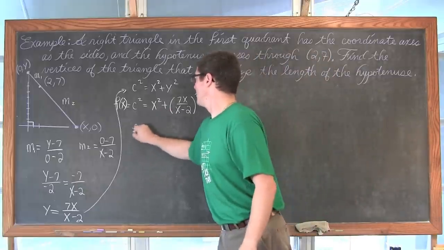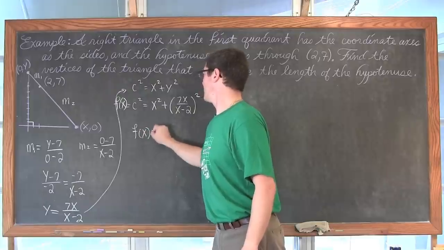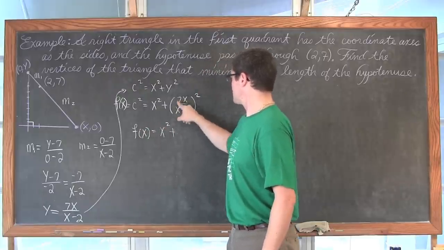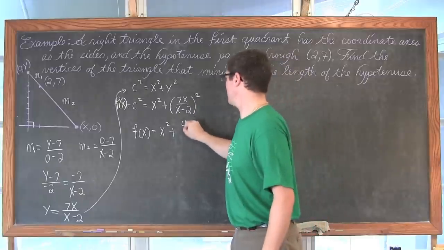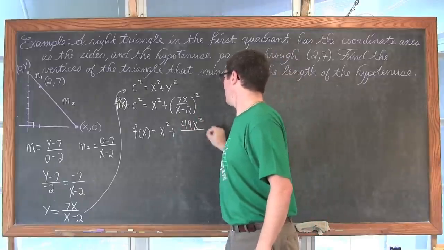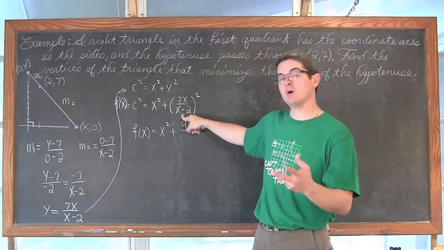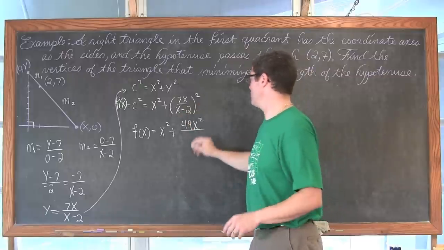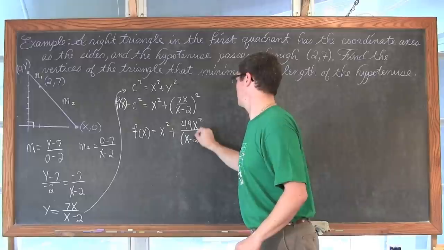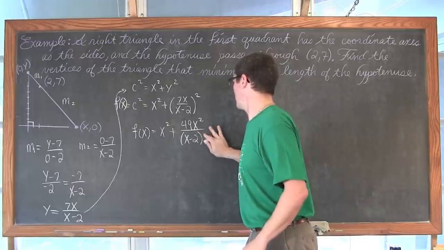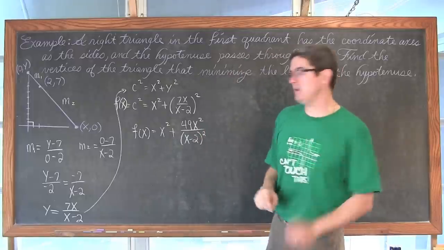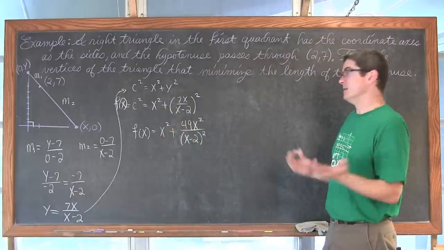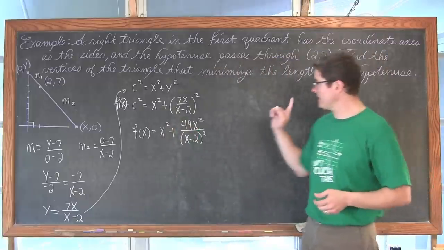And we get f of x is equal to x squared plus 7x squared is going to be 49x squared over, and I'm going to save myself some work by actually not distributing out the x minus 2 and just write it as x minus 2 squared. Okay, well, we have finally our primary function written in terms of only one variable. So that means we need to find the first derivative, and that's coming right up.